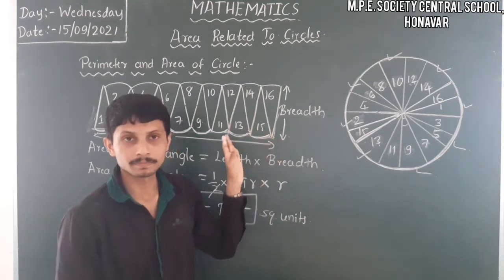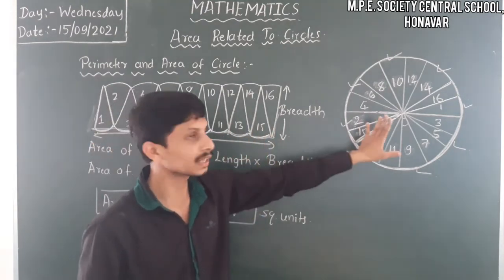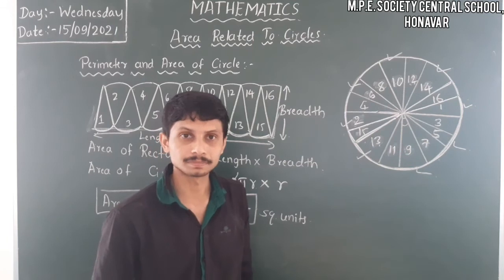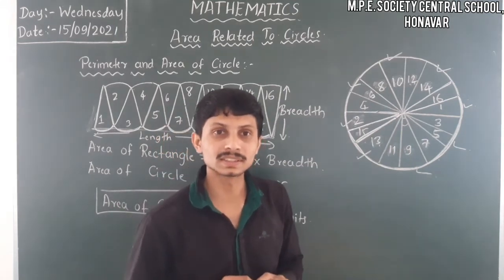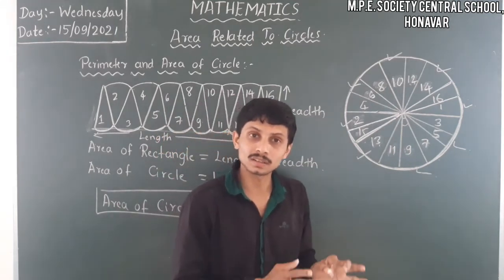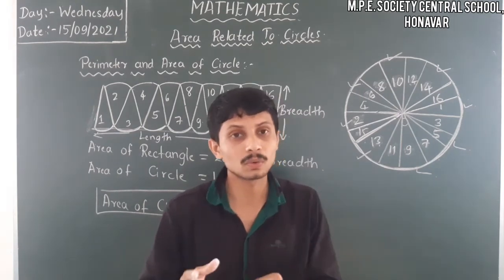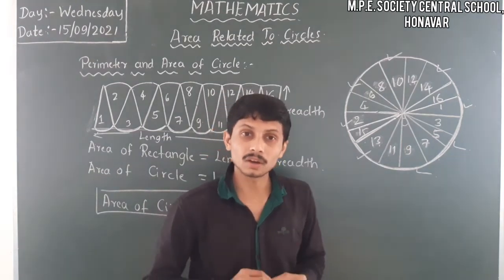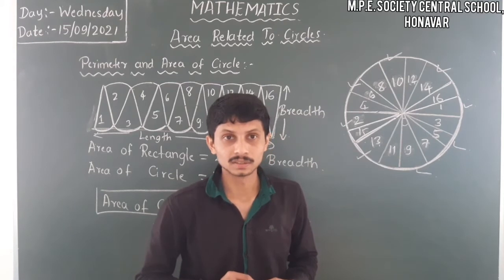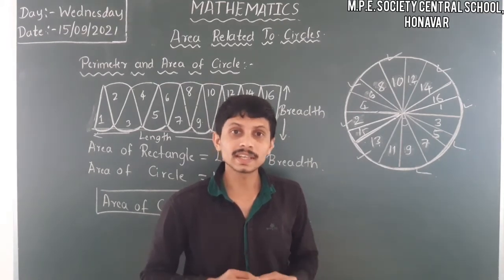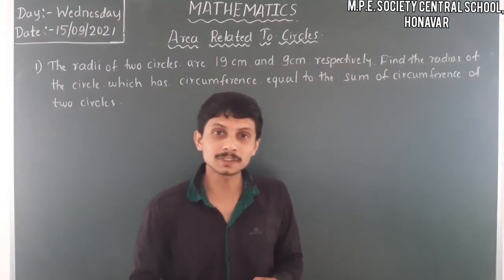That's why the area of the rectangle is nothing but the area of the circle in this case. I hope you understood how we got the circumference of the circle and the area of the circle. So let us take some problems. Let's take the first problem here.